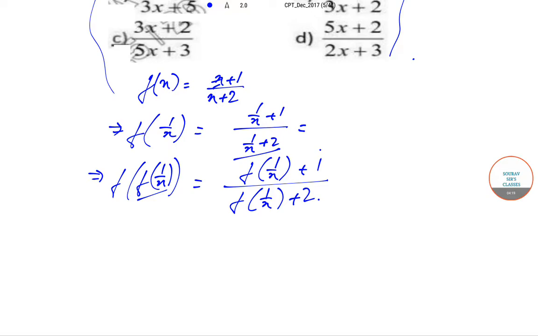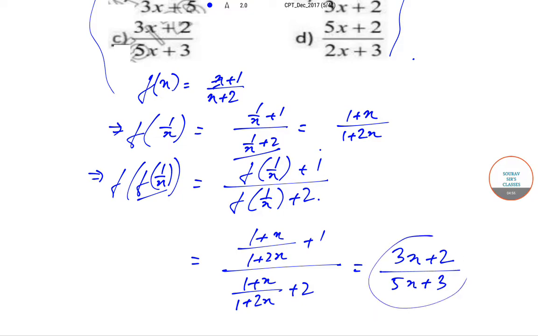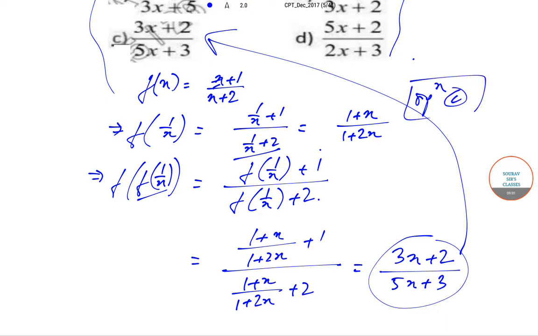So this will come down to 1 plus x by 1 plus twice x. So this can be rewritten as f of 1 by x, which we have already found out, is 1 plus x by 1 plus twice x. So f of f of 1 by x is 1 plus x plus 1 by twice x plus 1 upon 1 plus x by 1 plus twice x plus 2. So this will come down as 1 plus x plus 1 plus twice x, this will be thrice x plus 2, and then in the denominator we'll have 1 plus x into 2 plus 4x. So 5x plus 3, which as you can see over here is given by option C. So option C over here is the correct option.